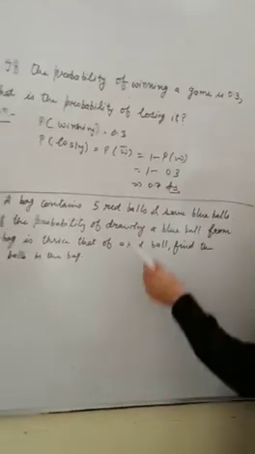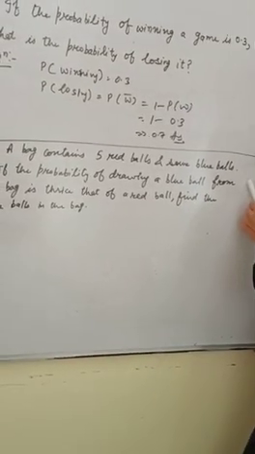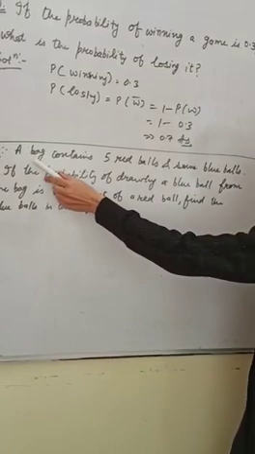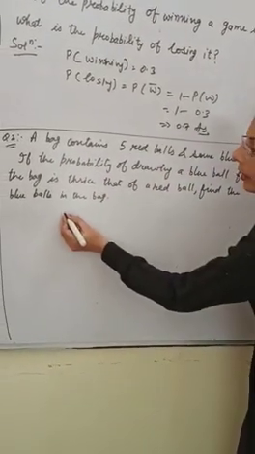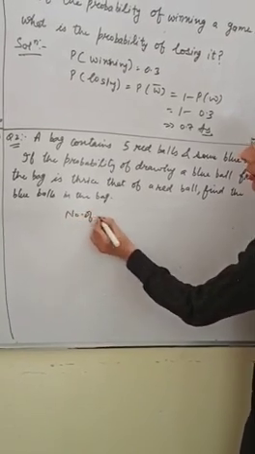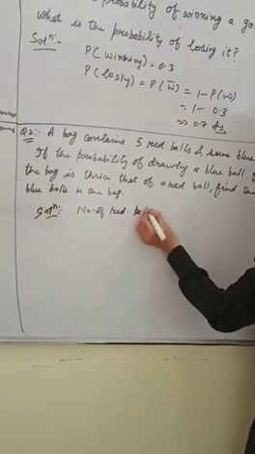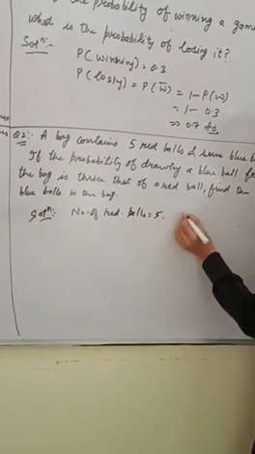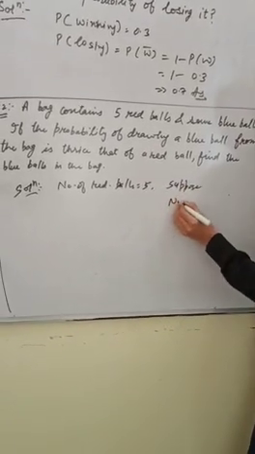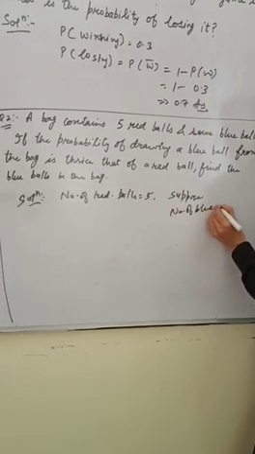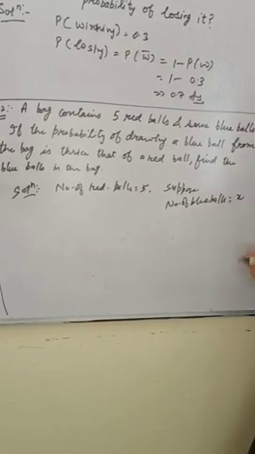Okay, so let us see one more. It is the conditional question. If the probability is given to us, we can find out a number of things. A bag contains 5 red balls and some blue balls. So the number of red balls is given to us: red balls equal 5. They are saying some blue balls, so we suppose the number of blue balls is x.